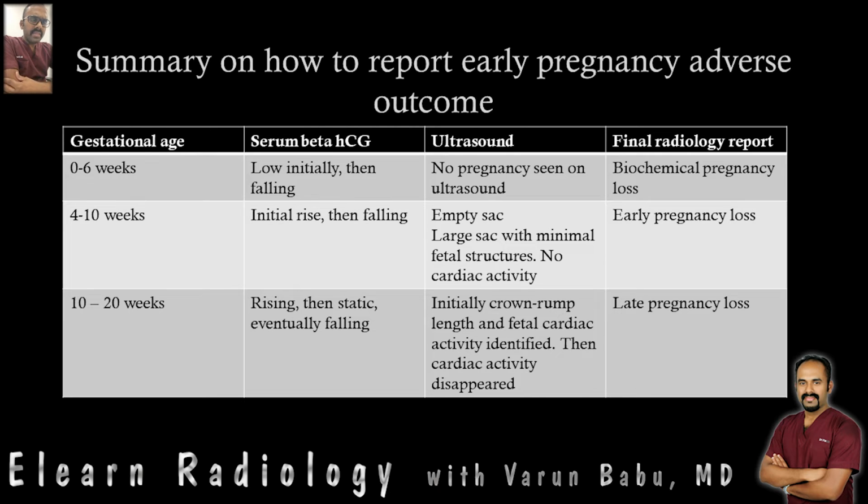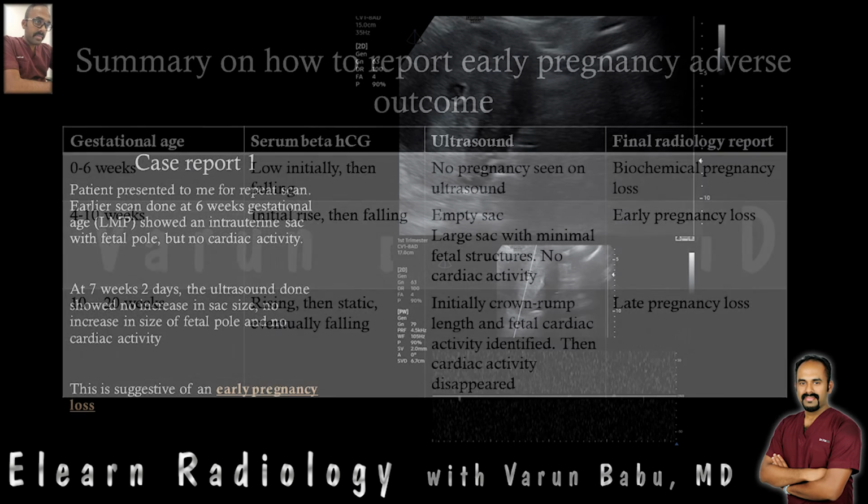Between 10 and 20 weeks, you have a rising beta HCG level, which then becomes static and eventually falls. In ultrasound, you would initially have detected a crown rump length, would have identified fetal cardiac activity, but later on, the fetal cardiac activity disappears. This is called a late pregnancy loss.